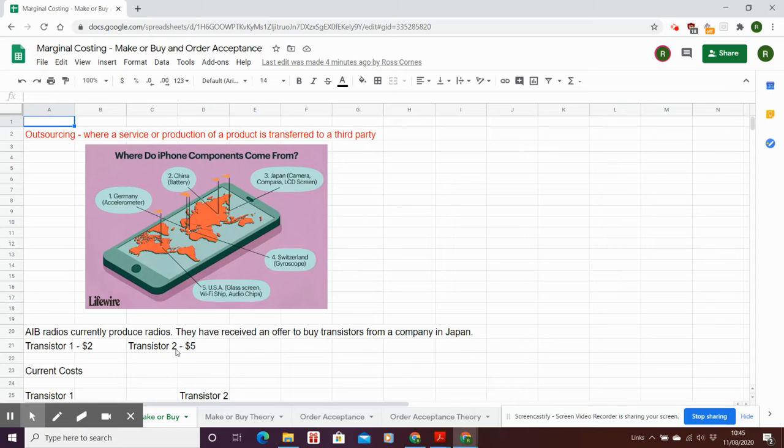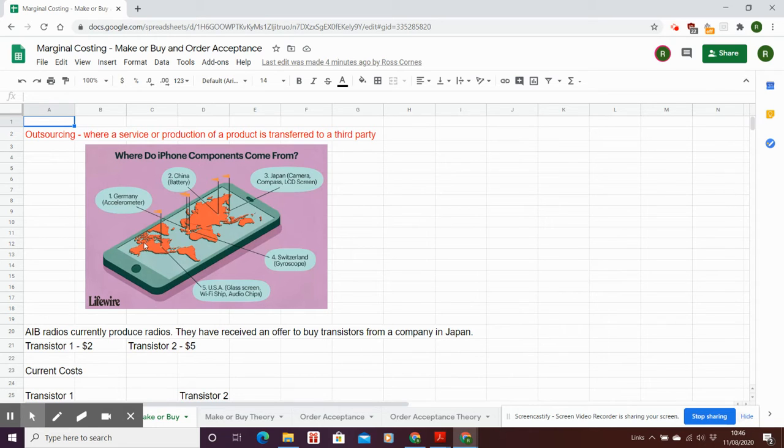So the sort of things we're looking at, and I found this diagram here for the iPhone. Apple don't make that many of the components that go into an iPhone. What they specialize in is designing iPhones, and in some cases they will design the components, but most of those components are made by a specialist manufacturer, and for the majority of iPhones they are also manufactured or assembled by specialist assembly companies.